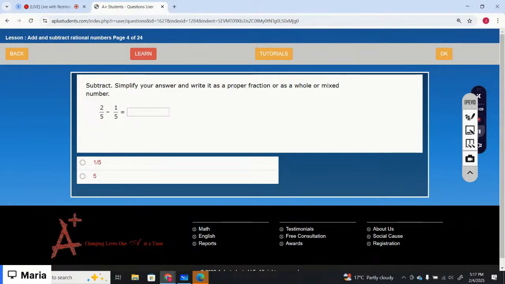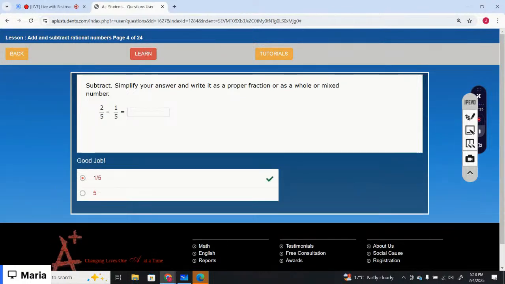2 by 5 minus 1 by 5, which is the correct option? 2 by 5 minus 1 by 5 equals 1 over 5. Option number 1 is the correct option.